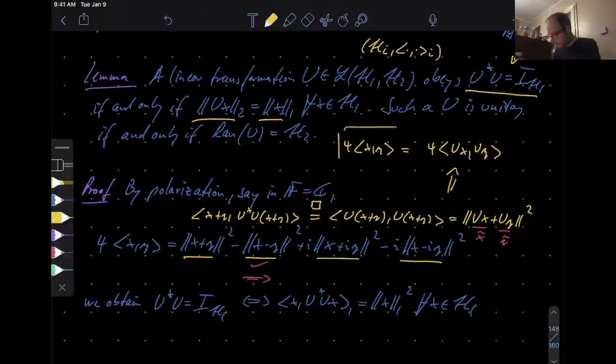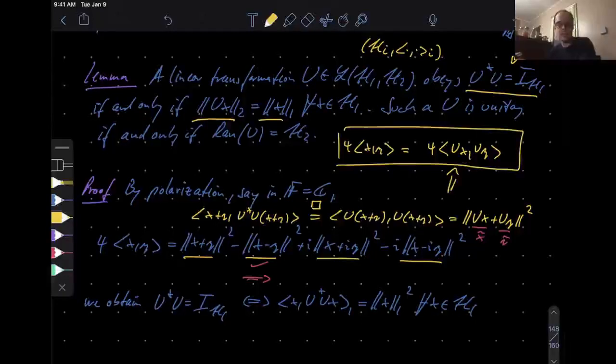So these two have to be the same for any points x, y in the Hilbert space, right? But that implies immediately that you can, for instance, put this u again over here, so you have u star u. This immediately implies that the left hand side, u star u, has to be the identity. Okay, so that works with polarization. All right, good, so we have established this.